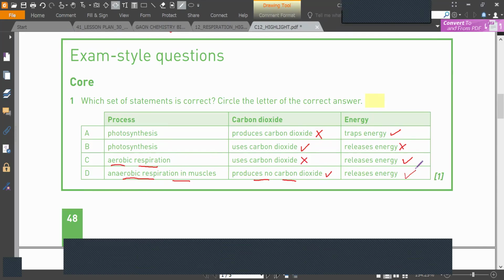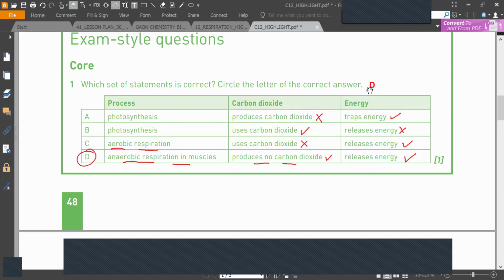Releases energy? Yes. So our answer should be D. Yep, should be D. Okay, next.